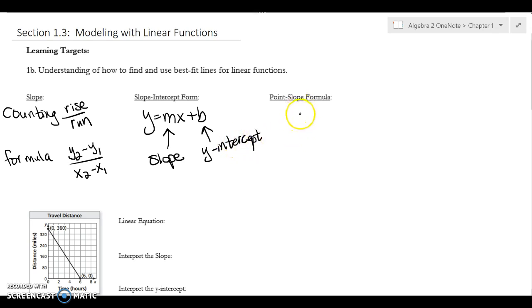The next thing we have is our point slope formula. When I have no information that I can see, I need to use this formula that we've practiced before, where you plug in the point that it's given you and you plug in your slope, and then you're able to find y equals mx plus b.